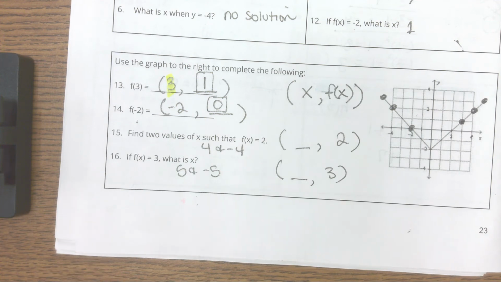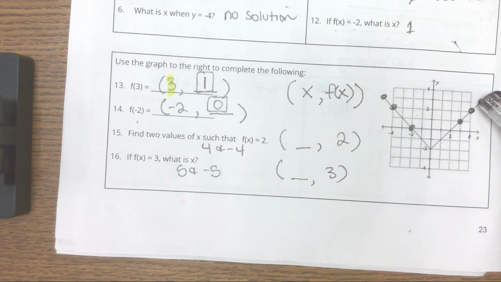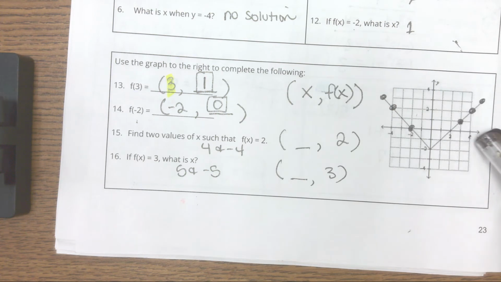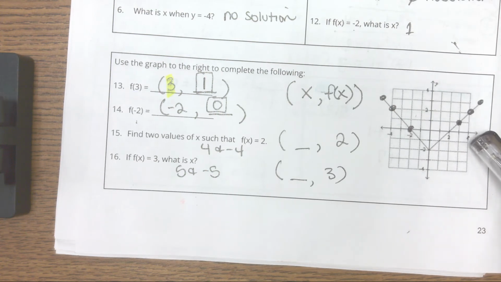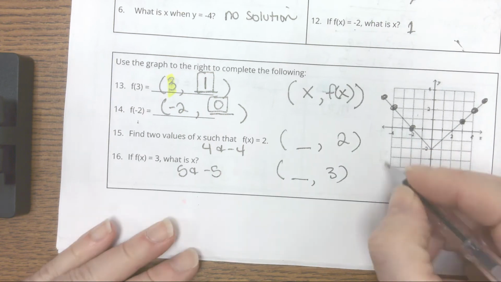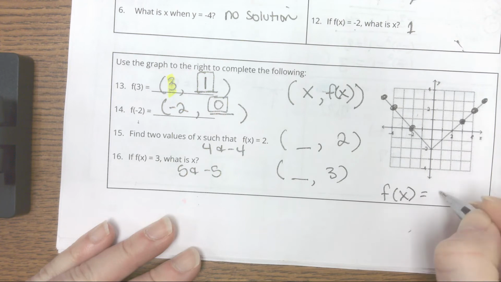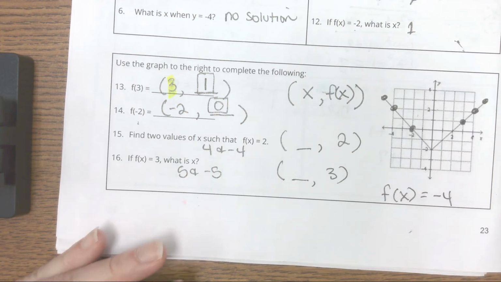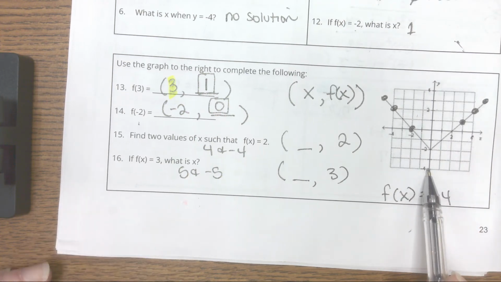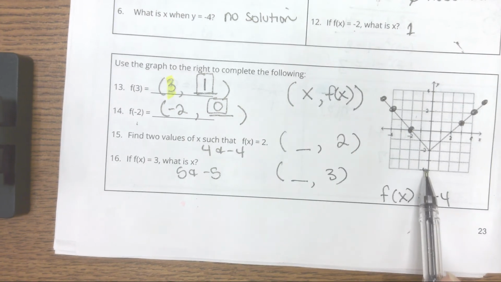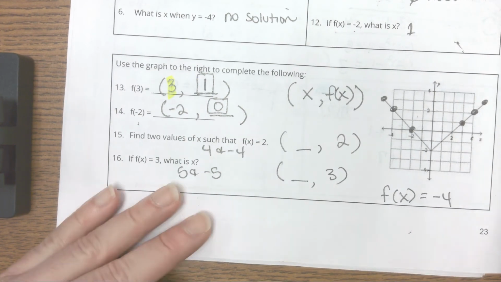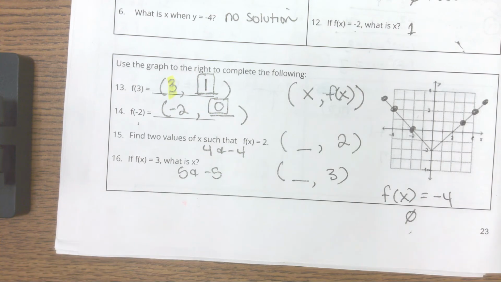That's the thing. Here's what I'll tell you. If there's an actual point there and you're just having to guess at the x coordinate, I'd still like you to find it. Here is what there is no solution to. If I asked f of x equals -4, and I go down here, there's clearly no part of the graph that has a y coordinate of -4. So that would be no solution to that.